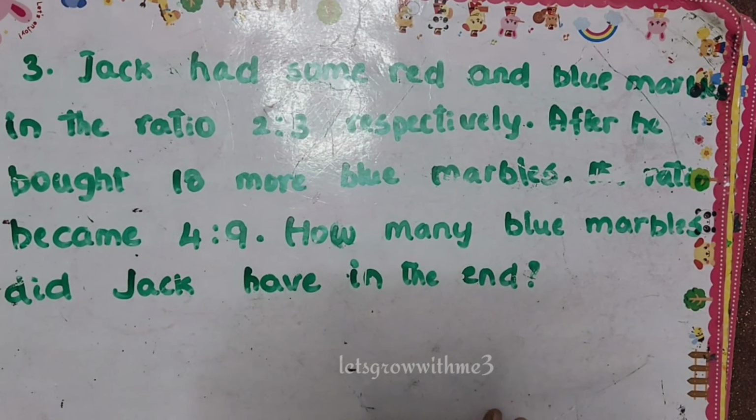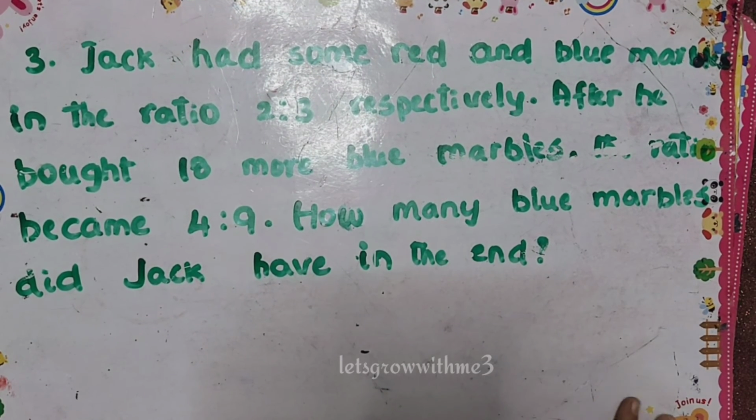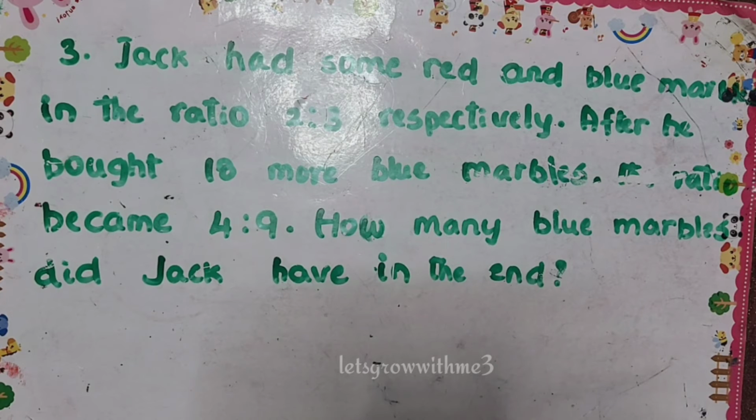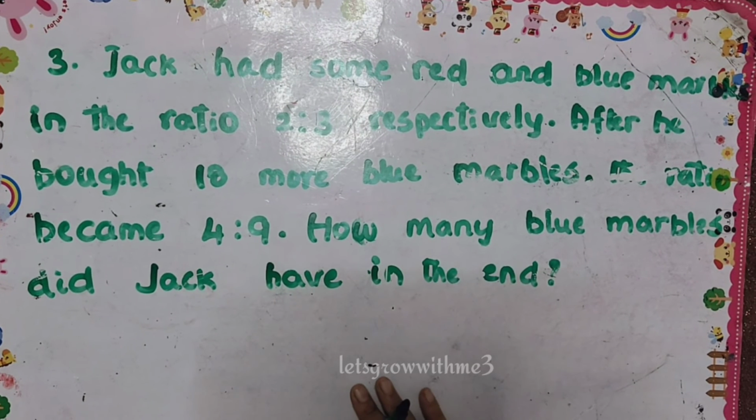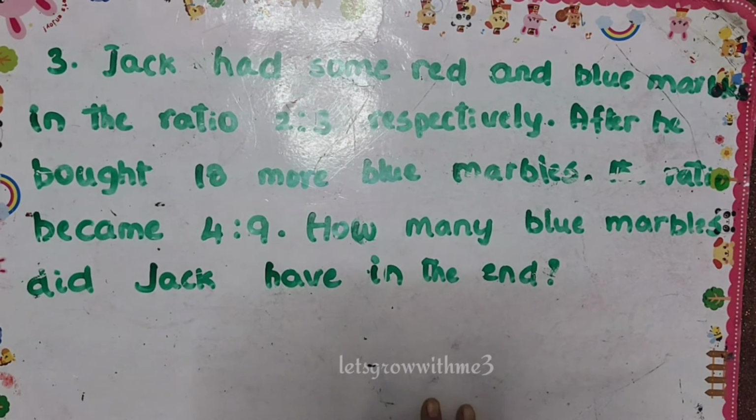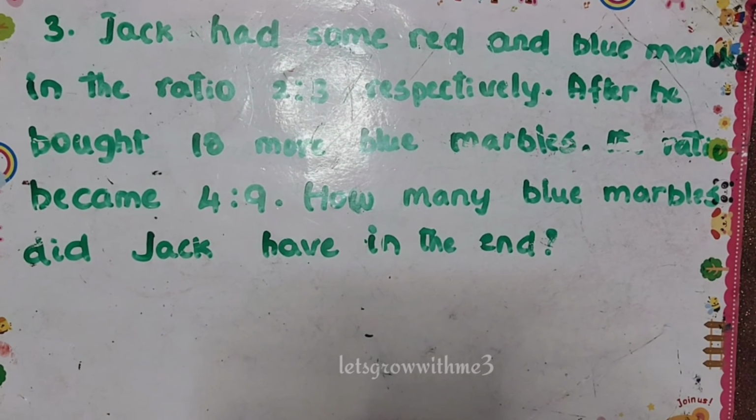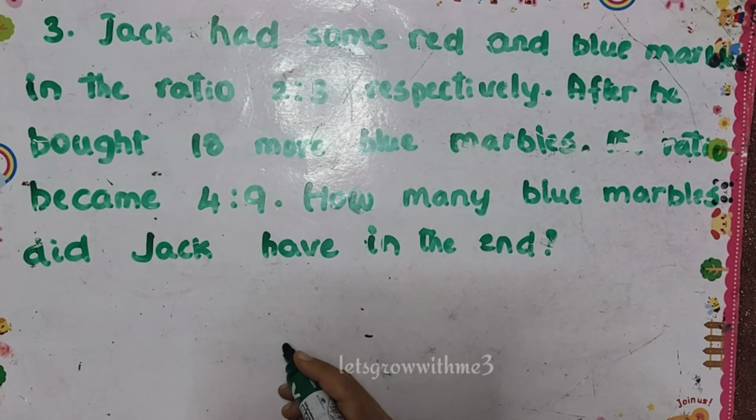So let me set the board. Jack had some red and blue marbles in the ratio 2:3 respectively. After he bought 18 more blue marbles, the ratio became 4:9. How many blue marbles did Jack have in the end? So this is a very simple problem, right?